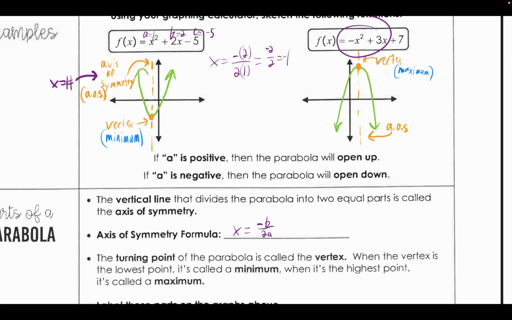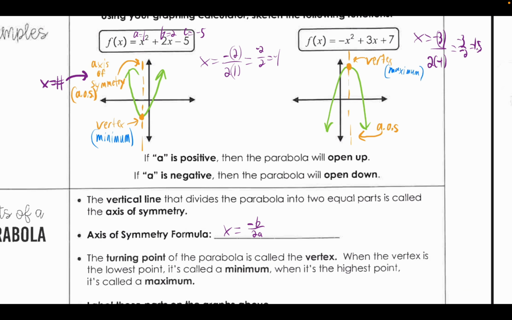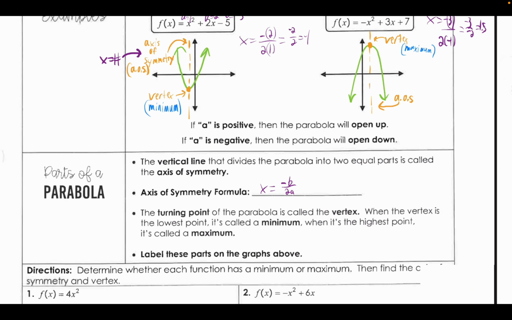The same thing would be true here. I would take x equals negative 3 over 2 times negative 1, and I get 3 over negative 2, negative 3 over negative 2, which is 1.5, as I mentioned a moment ago. There we go. And so that ends up being our axis of symmetry. So we use that to find where the middle of this graph is, and then we want to find the vertex. How we can find the vertex from there is by plugging this into the formula.